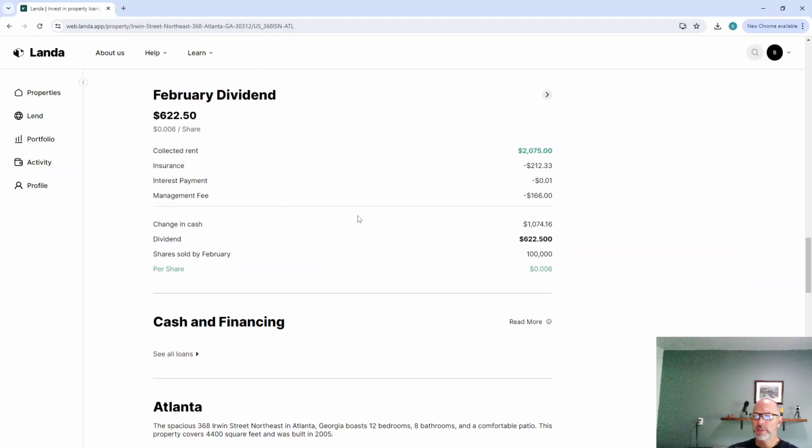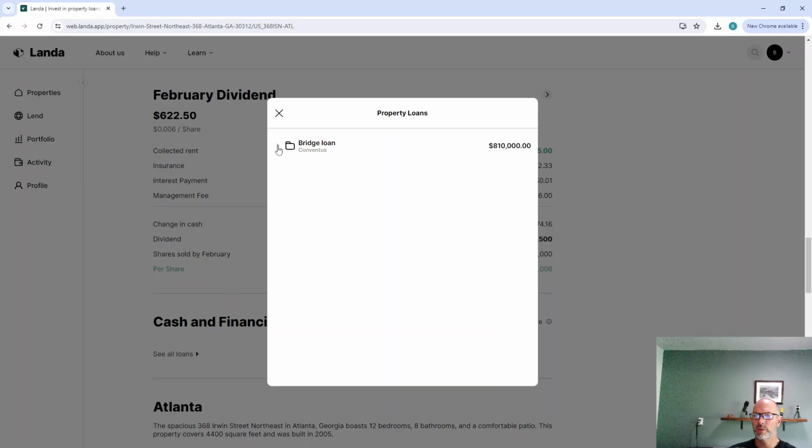So these are some of the issues. When I come in here now to that interest payment, when I come in here to see all loans, it does show you the current loans, and it says there's a current loan of $810,000 at an 8.99% interest rate. My math says that's more than a penny in interest they should be paying, but it also shows this loan has an end date of November 29th, 2023.